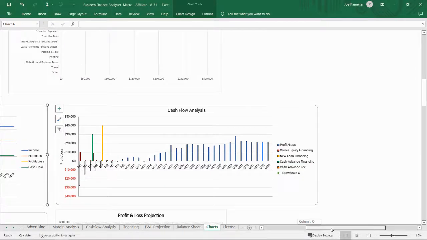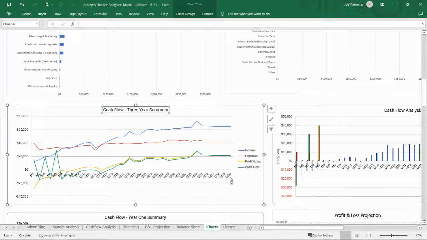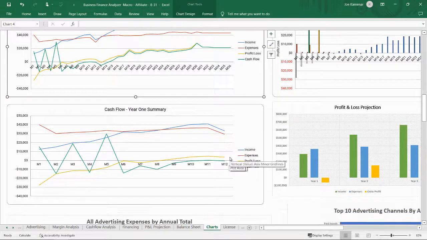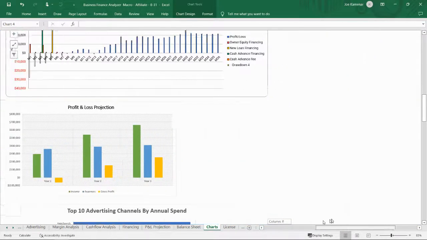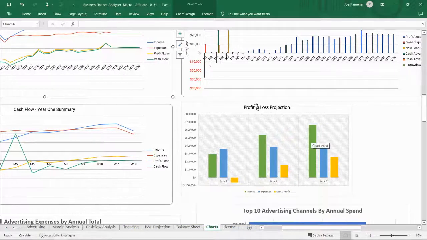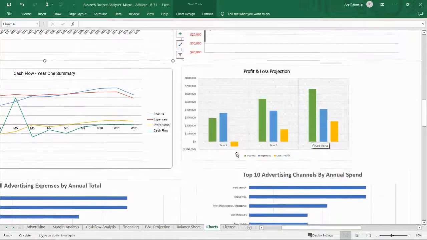Over here, we have your cash flow analysis bar chart. So whichever of these you want to use, or you want to change the format, cash flow year one summary. Obviously, you can see the peaks are where your account is getting a hit of funding. There's your cash flow, and it could be debt, it could be equity. Here is the profit and loss projection that you saw from the recent video. If you want to change the colors, or change the title, go ahead.